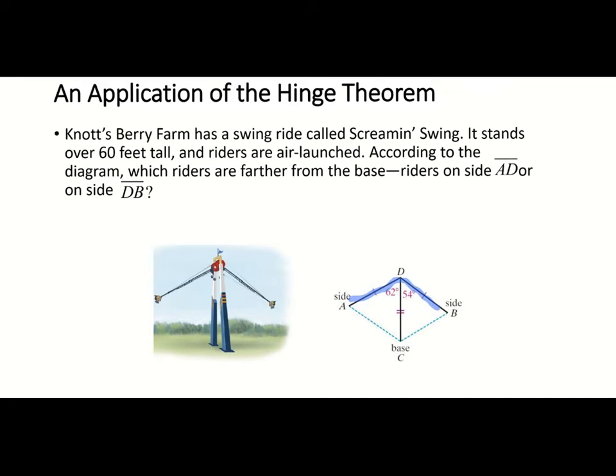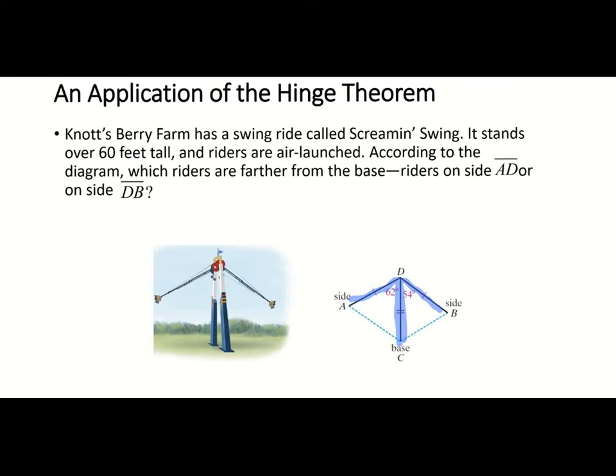And again, I know AD and DB are the same because when the ride's not in motion, the arms are the same length. And then the post that holds up the ride is the same length. It's 60 feet long or tall.